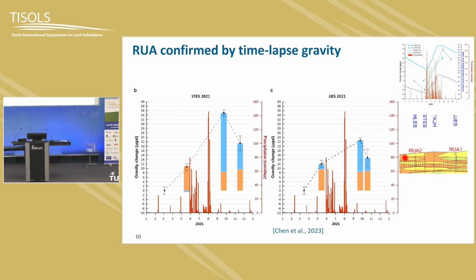So the profile shows there is an aquifer 2 here, a regional unconfined aquifer here, and there's another one here for the STES and JJES. So in this case, before the rain season, we can see the gravity is almost dominated by the subsidence. There's only a little bit of groundwater left here because irrigations are pumping here.